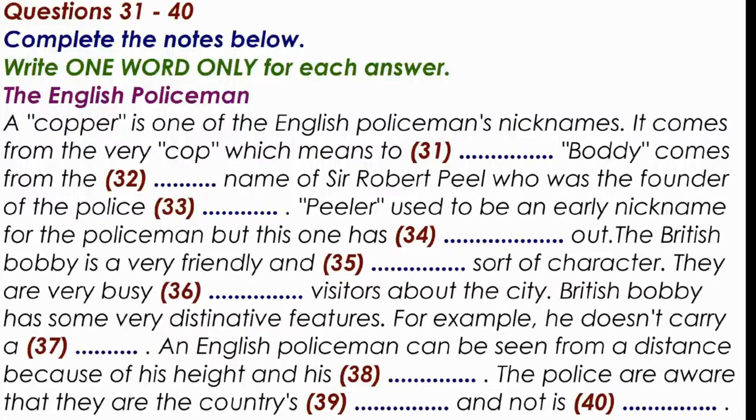The English policeman has several nicknames, but the most frequently used are copper and bobby. The first name comes from the verb to cop, which is also slang, meaning to take or to capture. And the second comes from the first name of Sir Robert Peel, the 19th century politician who was the founder of the police force as we know it today. An early nickname for the policeman was Peeler, but this one has died out.